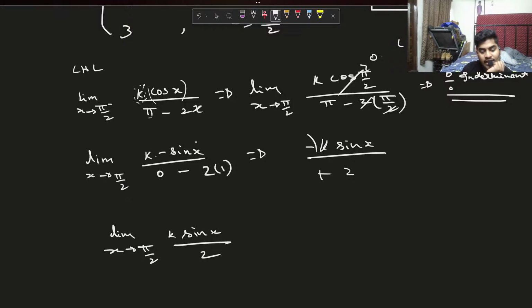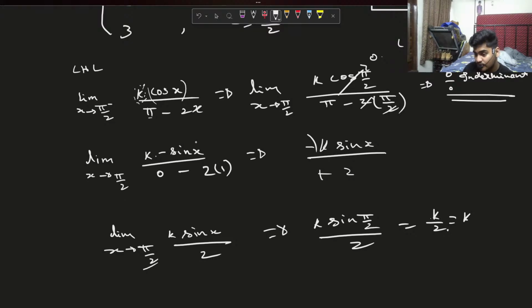So sin x, now you can substitute this, so what you will get is k sin pi by 2 by 2, which is k by 2. Therefore LHL is equal to RHL, so k by 2 is equal to k by 2, which is equal to 3. So how did we get this 3?